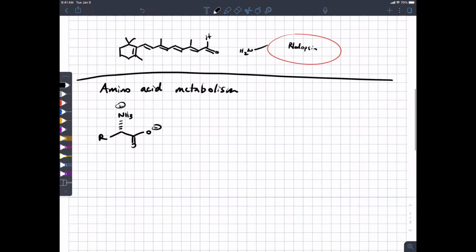But sometimes you don't want to use the amino acid to make proteins, but instead want to metabolize the amino acid and use oxidation reactions of that amino acid to make ATP or to make NADH that you can then convert to ATP, whatever. You would want to convert the amino acid into what's called the alpha keto acid.